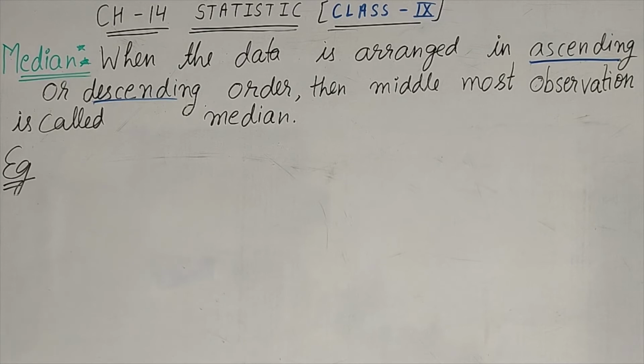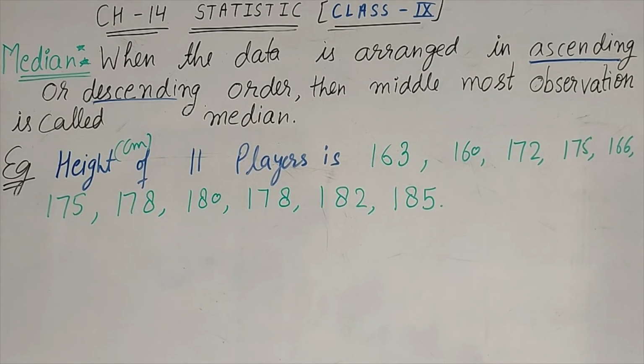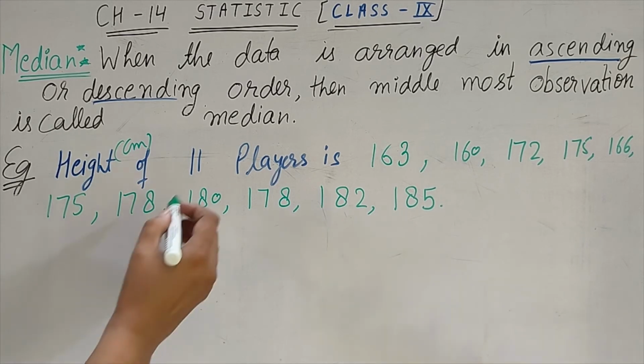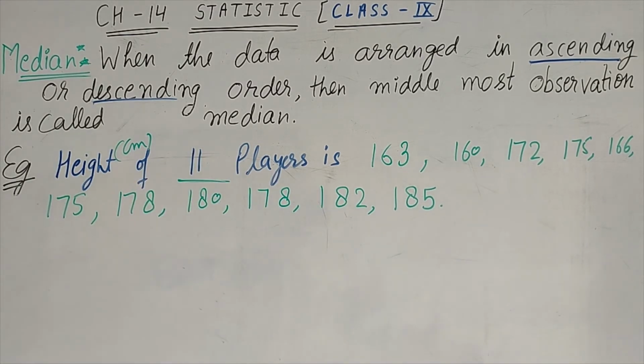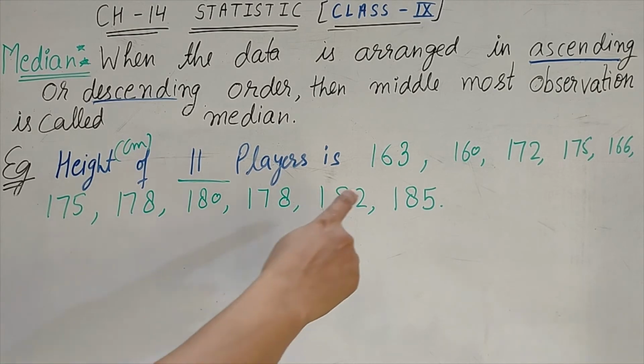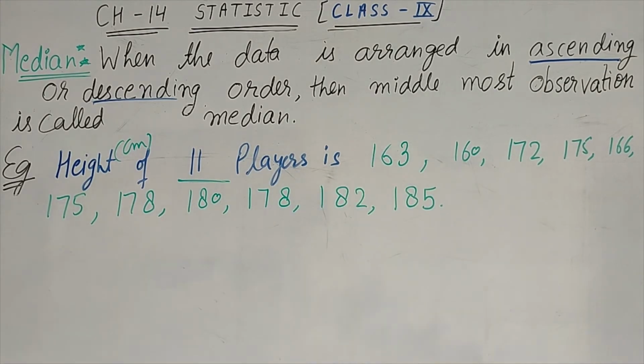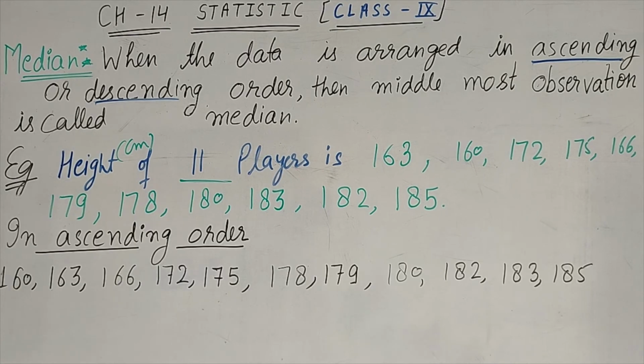So let us take some examples. For example, if we write the heights of 11 players and the height is given in centimeters. The heights of 11 players are given to us like this, 163, 160 and so on. And we have to calculate the median height. So the first step to calculate the median is to arrange the data in ascending or descending order. So just for convenience, we are taking ascending order. So like this, we have arranged these heights in ascending order.